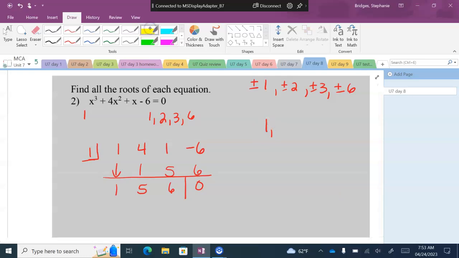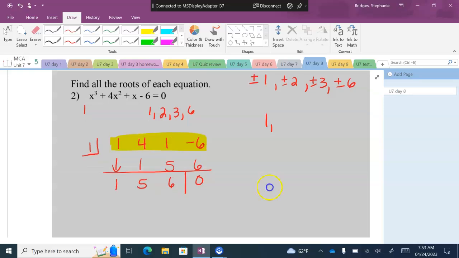Now here's the trick. If we take all of our coefficients right here that we put in our synthetic division, if you add all of those together as they are with their signs, so like 1 plus 4 plus 1 plus a negative 6, if that gives you 0, if all of those coefficients cancel out to be 0, then 1 will always be a solution. So that's kind of a trick. You can check that and then say, okay, well, I don't need to try 1, or I know 1 is an answer. If you don't remember that, then you can always do your synthetic division and work it out.